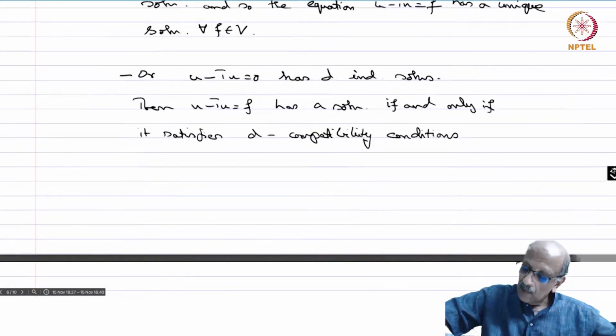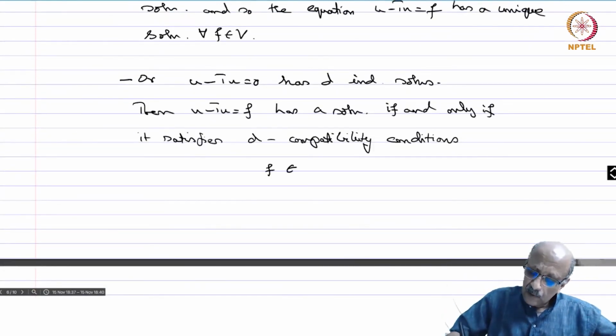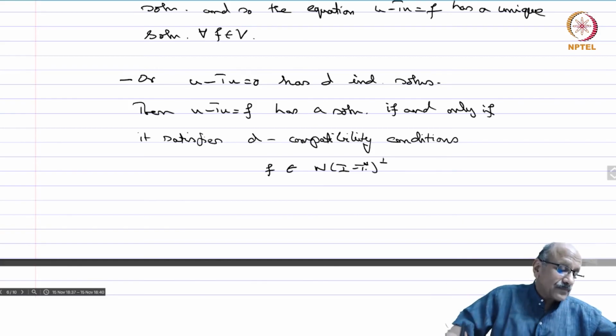Namely, we have that f belongs to N(I - T*)^⊥. So this is a d-dimensional space, so being in the orthogonal means it should vanish on each one of the basis elements here, therefore it will vanish over the entire space, and therefore f must satisfy d compatibility conditions. Okay, so that is the reason why you have this.